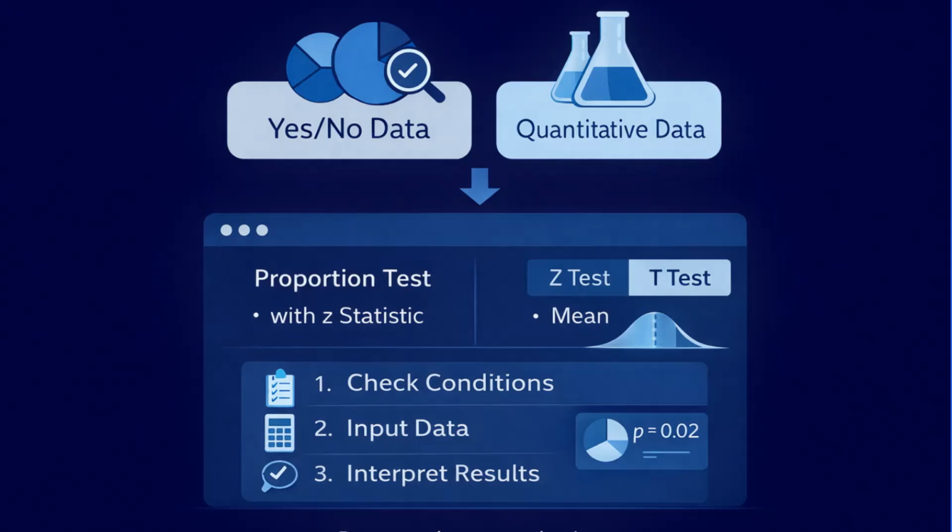Compare the p-value to the significance level. Write a clear conclusion that reflects the direction of the alternative hypothesis and refers to the population. The distribution may change, but the logical structure of hypothesis testing always remains the same, and every conclusion is made under uncertainty.